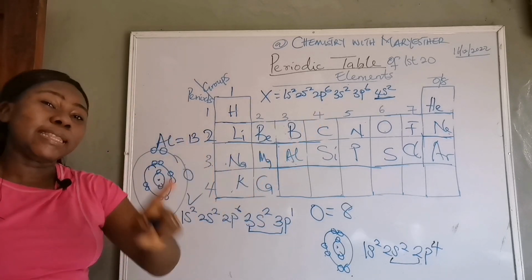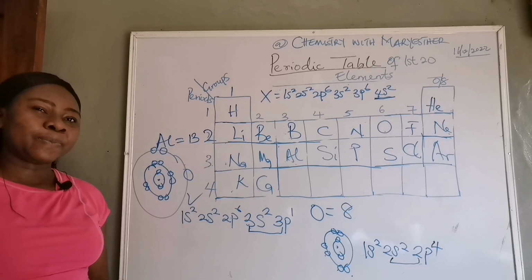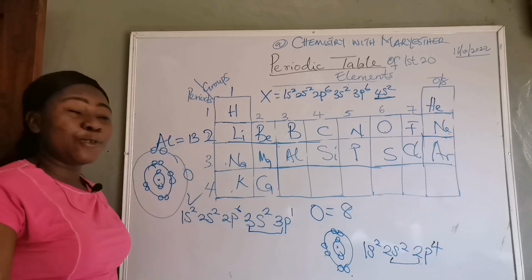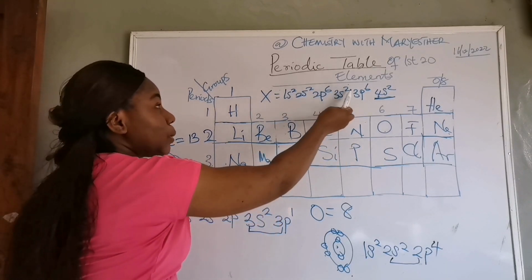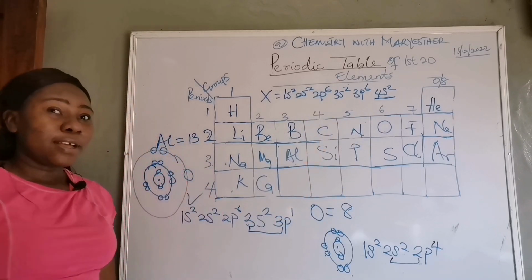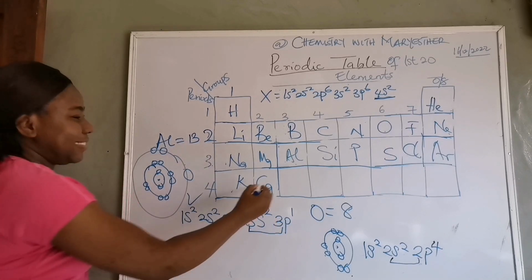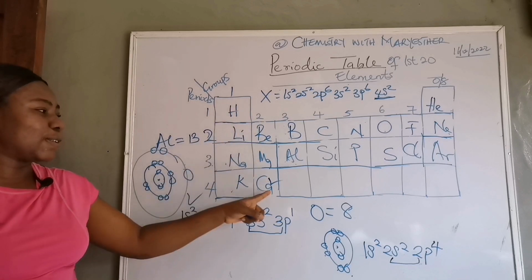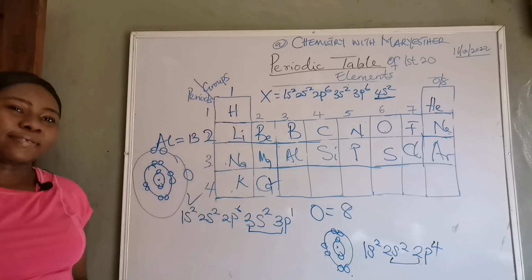Even with this, you can guess the name of the element. That is another question. If this is a theory question now, they may ask you, what is the name of X? How do you know? 2 plus 2, 4. 4 plus 6, 10. 10 plus 2, 12. 12 plus 6, 18. 18 plus 2, 20. Now, which element has the atomic number of 20? That is calcium. X is calcium. Calcium belongs to what? Group 2, period 4.